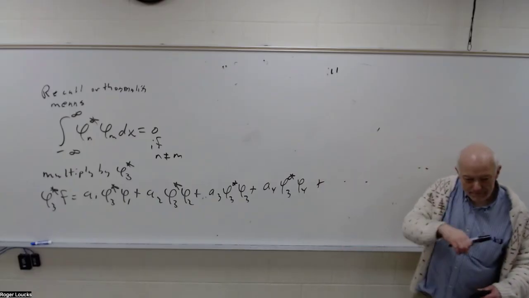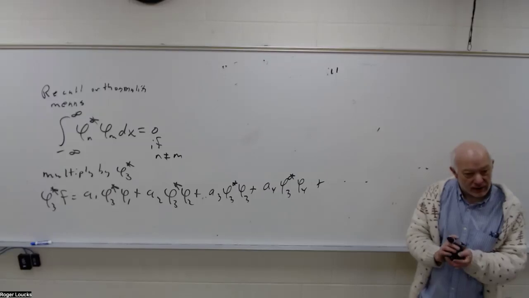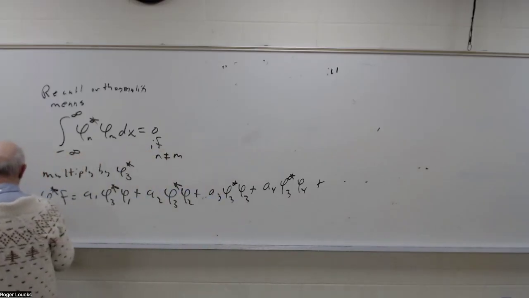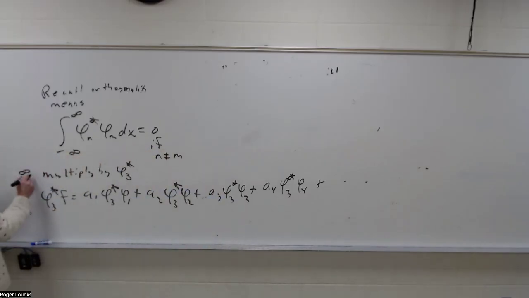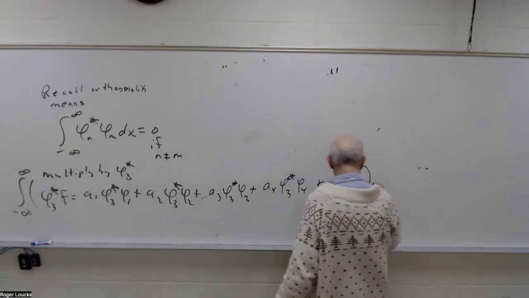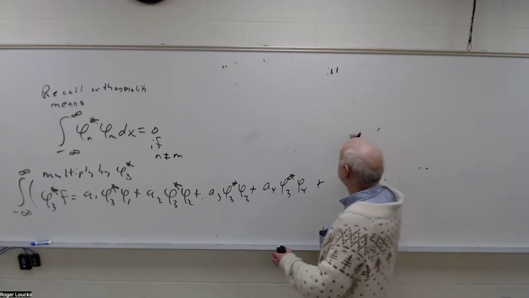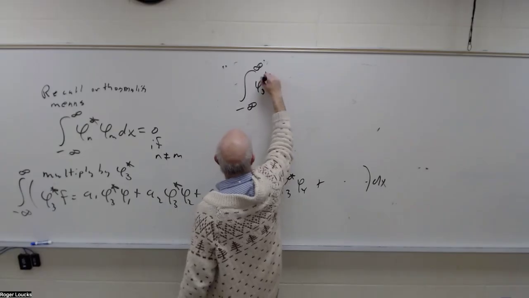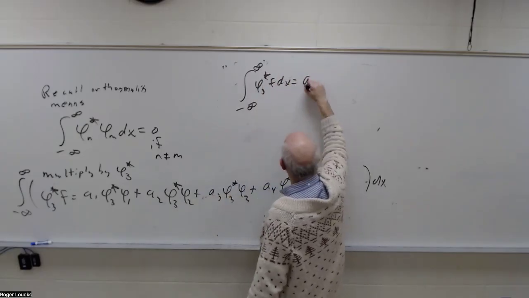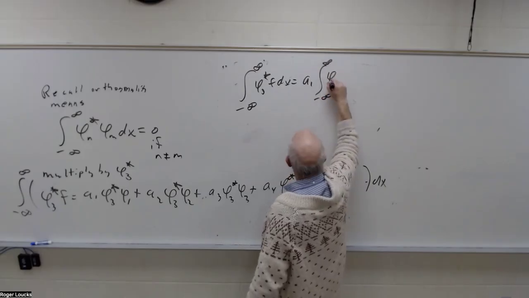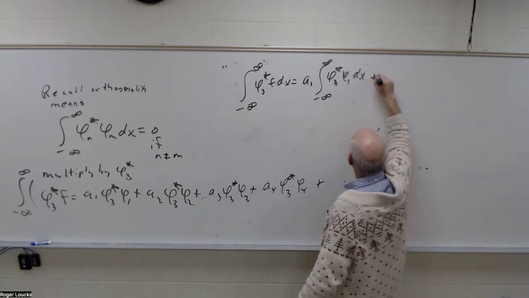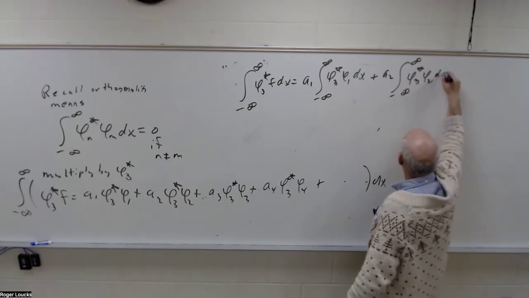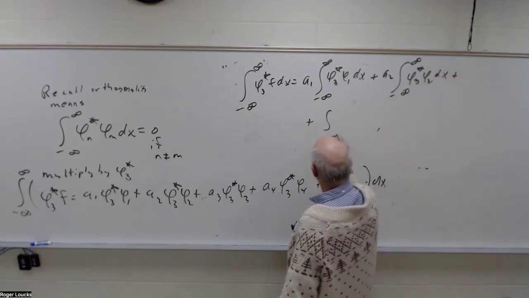Now what will we do? To properly use orthogonality, our next step has to be to integrate. We have to integrate this whole thing here. So what do we get? We get the integral from minus infinity to infinity of phi 3 star f dx equals, I can pull out that A1, the integral of phi 3 star phi 1 dx, plus A2 times the integral of phi 3 star phi 2 dx, plus the integral here, multiplied by A3.